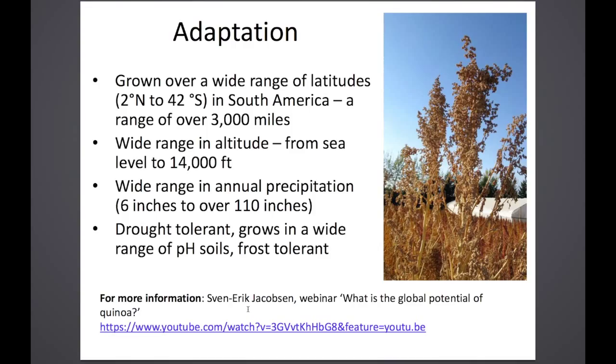So in general, quinoa is very drought tolerant. It also grows in a wide range of pH soils, and it's also frost tolerant. The frost tolerance really depends on the stage of the plant. It's more frost tolerant during the early vegetative stages, and once it starts to flower, it becomes less frost tolerant, only to maybe 26 degrees Fahrenheit, but that's usually not an issue when it's flowering.